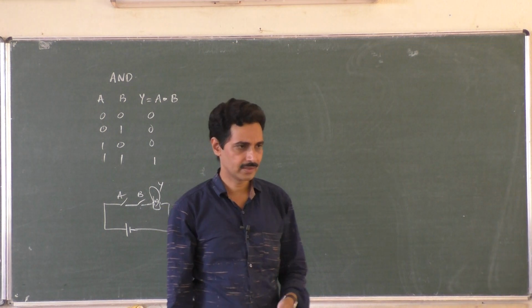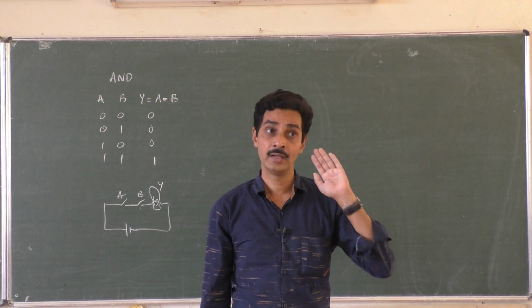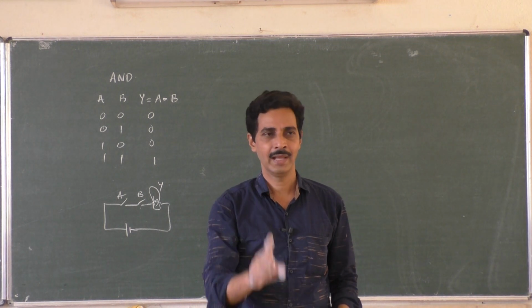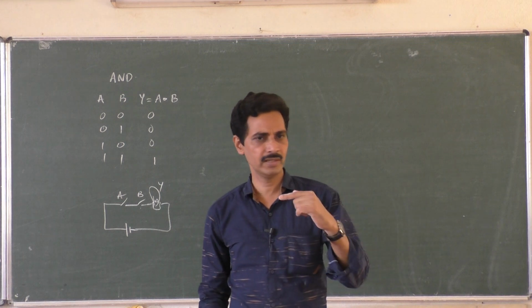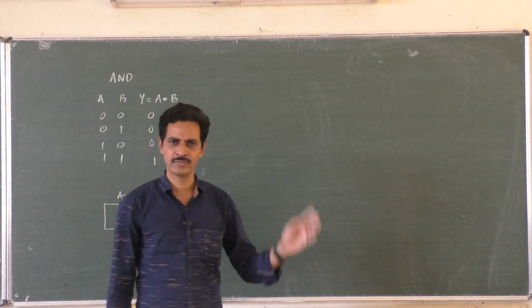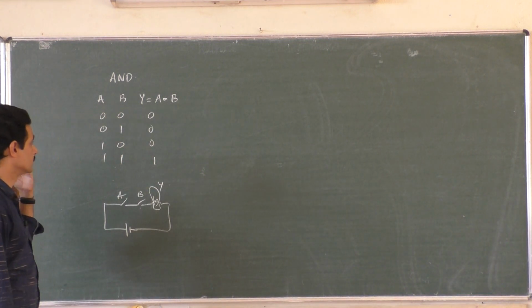AND gate is a logic circuit which gives output 1 when both the inputs, or all the inputs, are 1. And remember, logic gates may have many inputs but only one output, except NOT gate. NOT gate has only one input, one output. But other logic gates may have any number of inputs, need not be only 2. But here we have taken only 2. So this is AND gate.